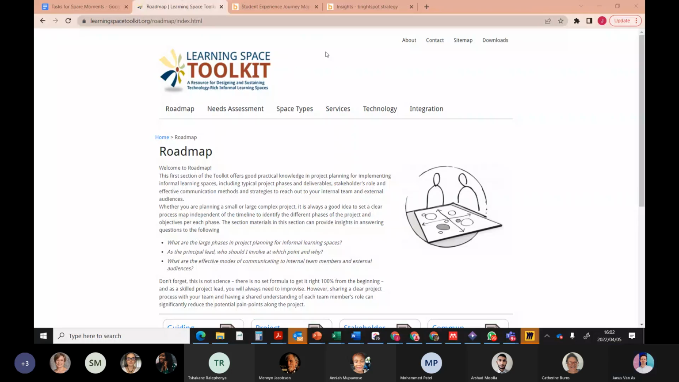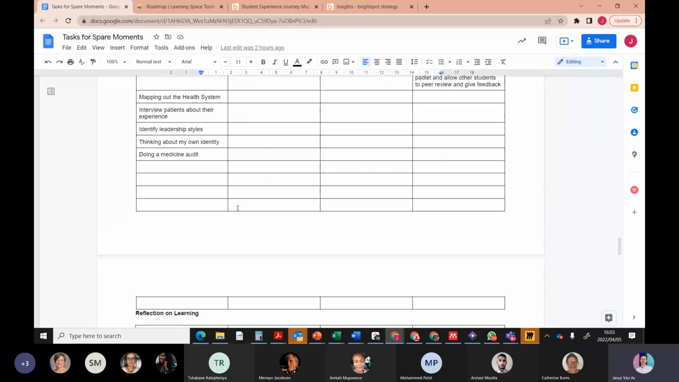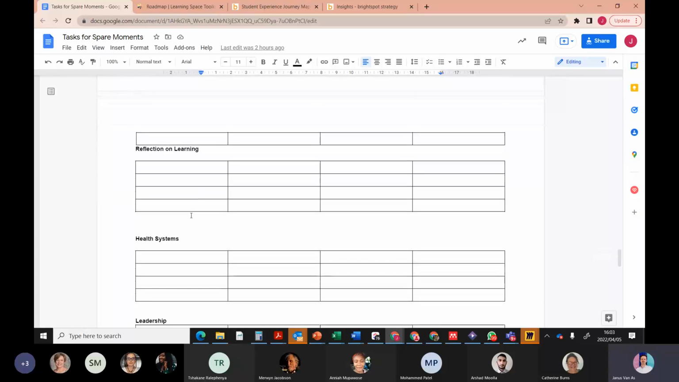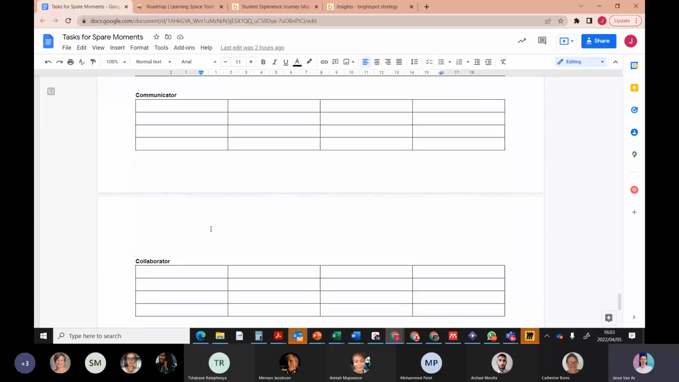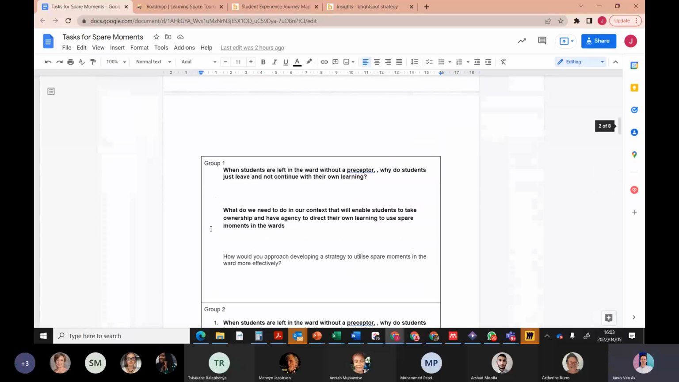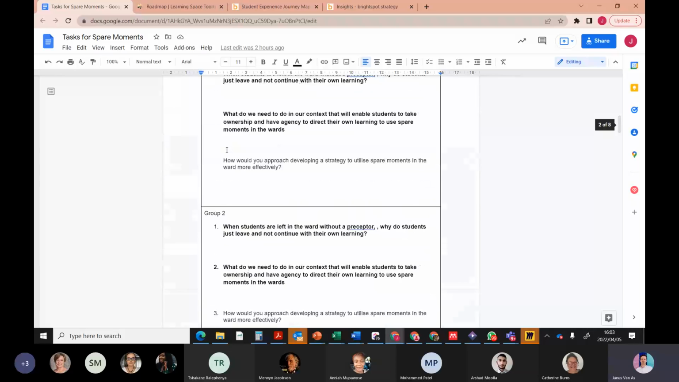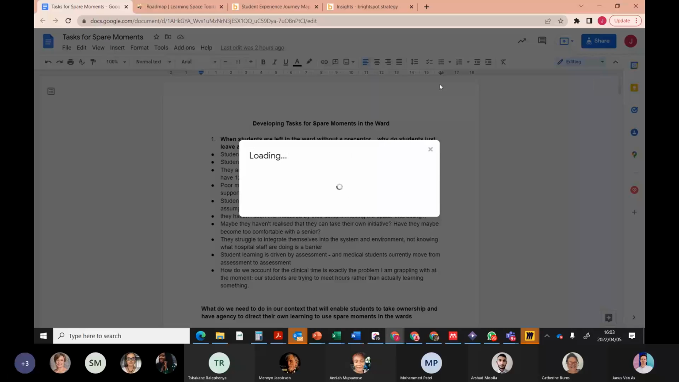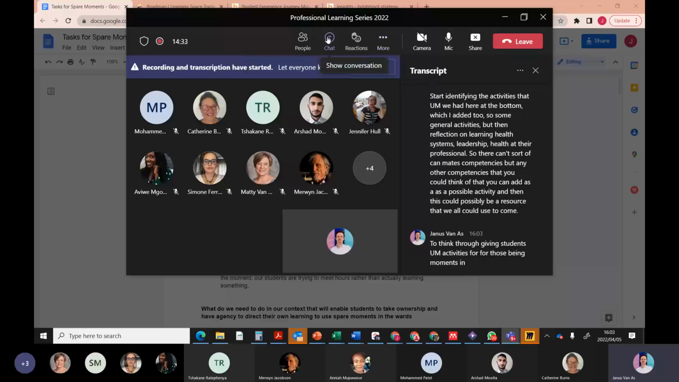start identifying the activities that we had here at the bottom, which I added to. So some general activities, but then reflection on learning, health systems, leadership, health, the professional, so the CanMEDS competencies, but any other competencies that you could think of that you can add as a possible activity. And then this could possibly be a resource that we all could use to think through giving students activities for their spare moments in the wards for our context.